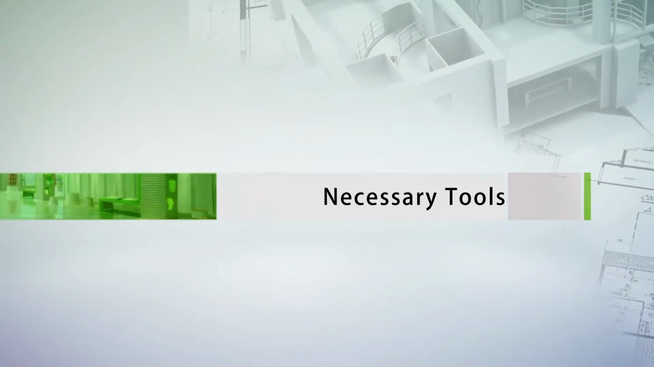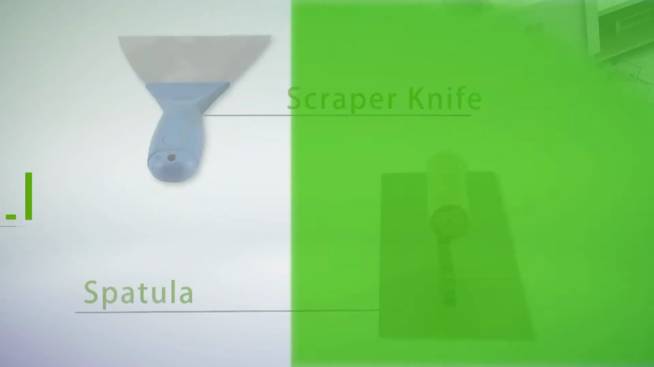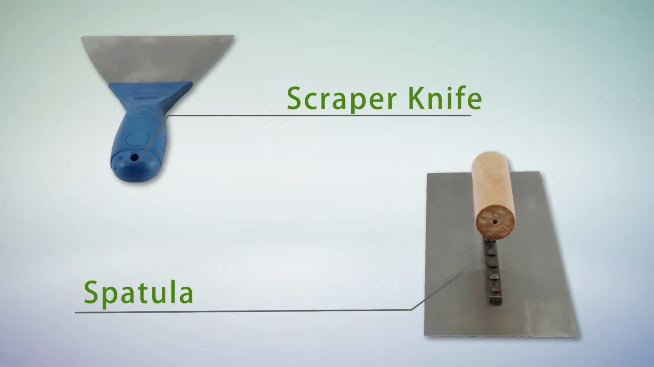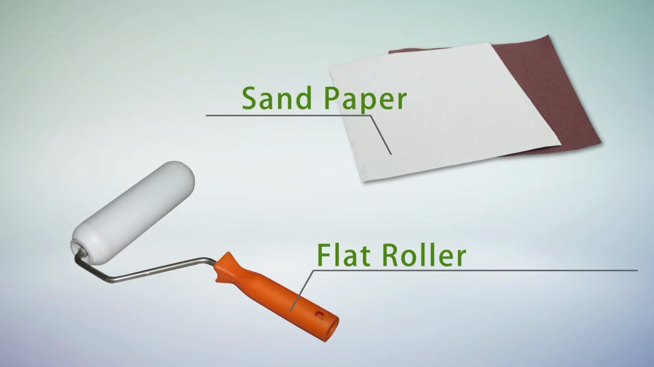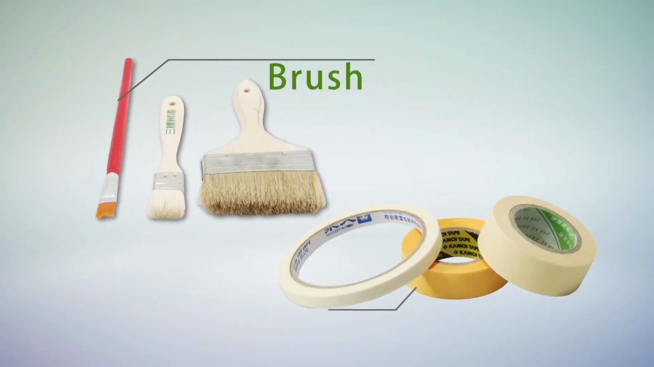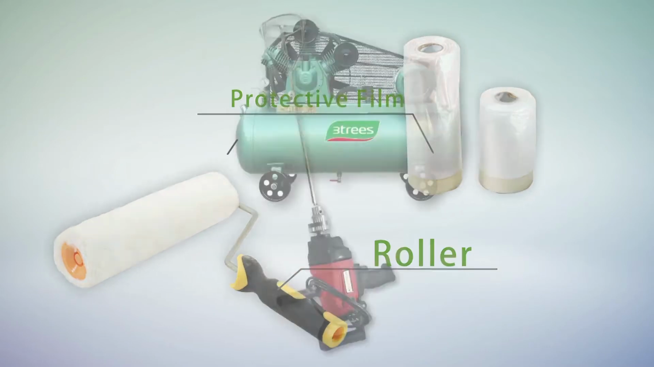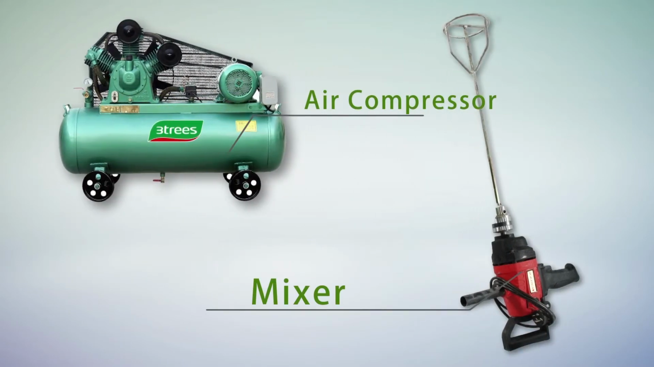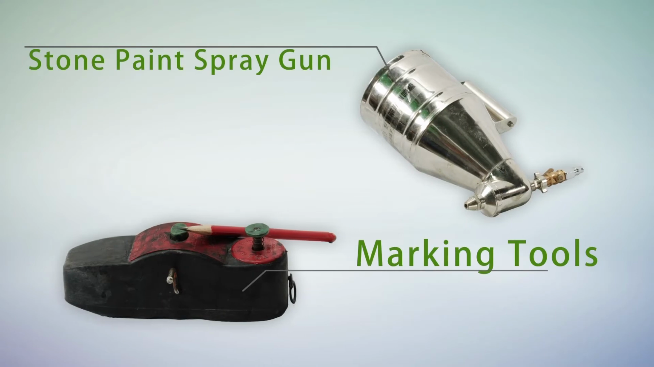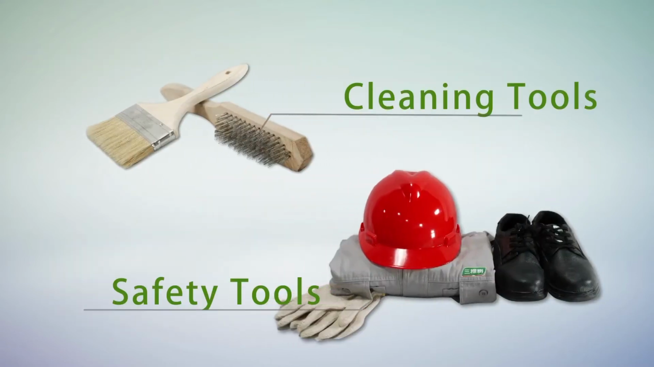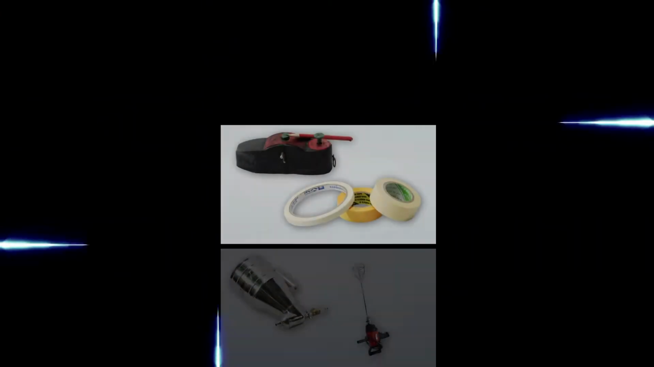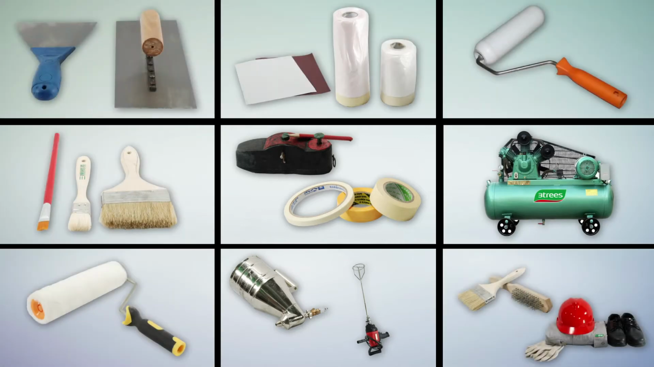The tools and supplies needed for application are the same, including putty knife or scraper, sandpaper, flat roller, brush, masking tape, protective film, roller, air compressor, mixer, a special gun and marking tools, cleaning tools, safety tools, and so on. The following introduction is in accordance with the series of the products.